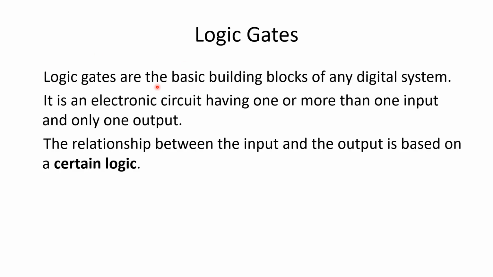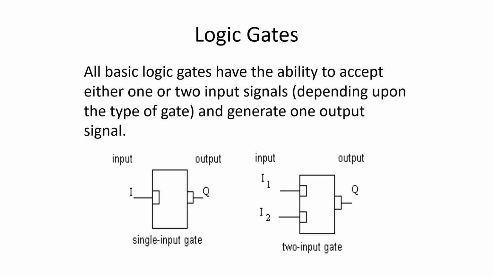So, what are logic gates? In simple terms, a logic gate is an electronic device that takes input signals, usually in binary form, and produces a single output. Binary, that is right. 1 means on or true, and 0 means off or false.